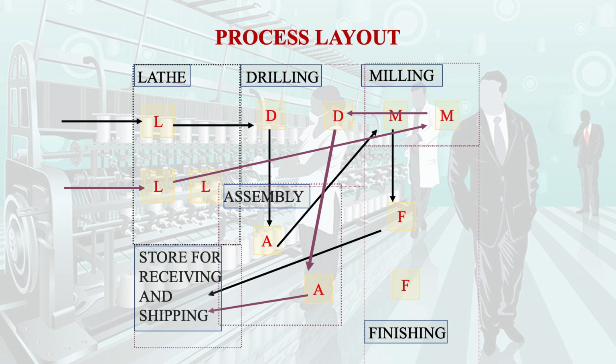Now you just see, we have two products, and one goes to the lathe machine cell, then to the drilling machine, then for assembly. Similarly, after going to the lathe machine, the other will go to milling, and finally it comes for the assembly. So this is a process layout.